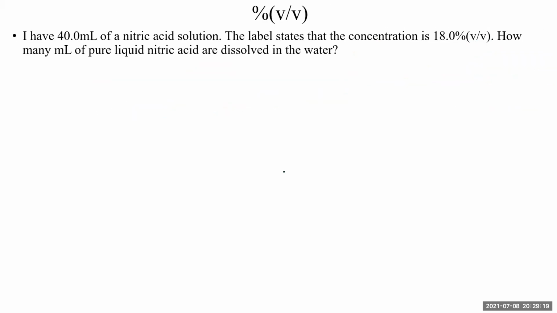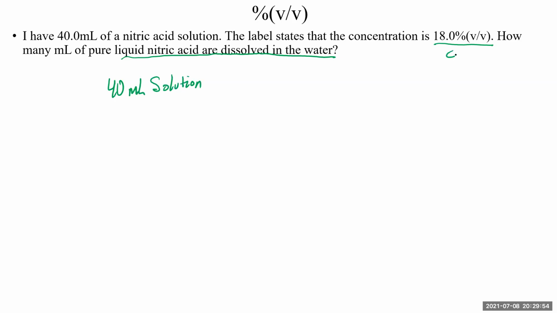Okay, so anyway, here's another percent volume over volume, or percent by volume, problem. I have 40 milliliters of nitric acid solution. The label states that the concentration is 18% by volume. How many milliliters of pure liquid nitric acid are dissolved in the water? The implication here is that if I have a nitric acid solution, it's nitric acid mixed with water. That's the total solution. So my volume of solution is 40 milliliters. I'm going to write 40 milliliters of solution.